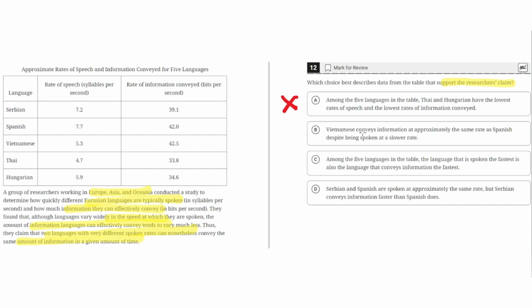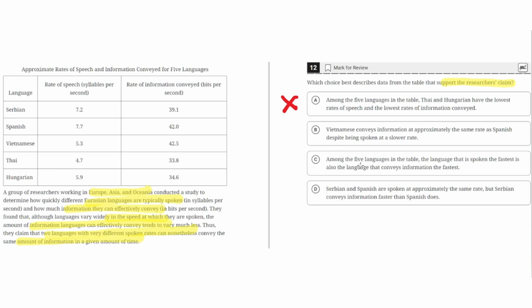B. Vietnamese conveys information at approximately the same rate as Spanish, despite being spoken at a slower rate. So this seems to be correct because it does support the claim, which is that two languages with very different spoken rates can convey the same amount of information. And here it shows that Vietnamese is spoken at 5.3, Spanish at 7.7, so they have different rates of speech. But the information they convey is rather close, because Spanish is at 42 and Vietnamese at 42.5. So B seems to be the correct answer.